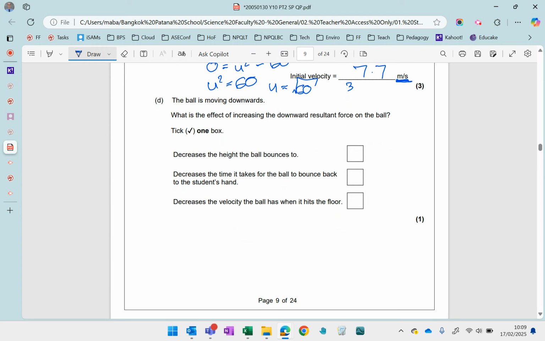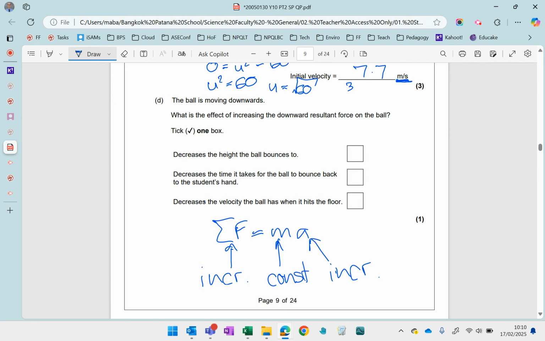So now the ball's moving downwards. What is the effect of increasing the downwards resultant force on the ball? Okay, well, if we've got a ball and it's got a resultant force, then sigma F equals ma. If we increase this side, and the mass stays the same, so that's constant, then that means that the acceleration is also going to increase.